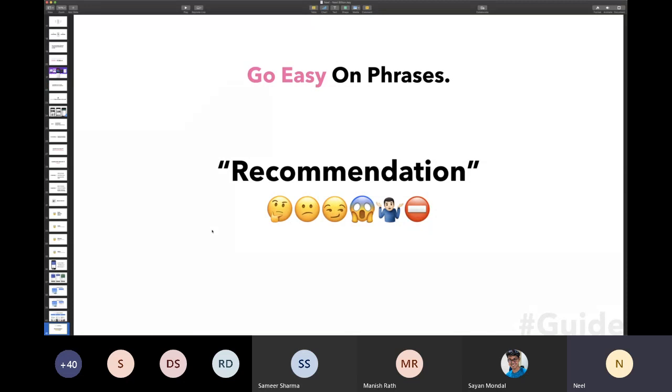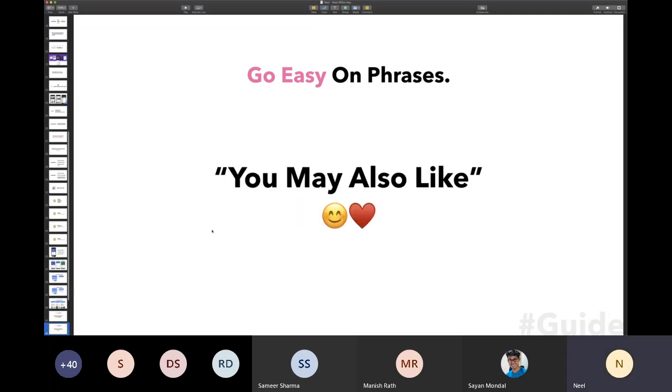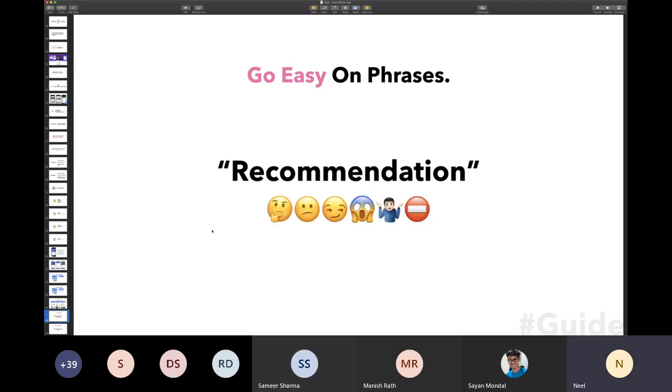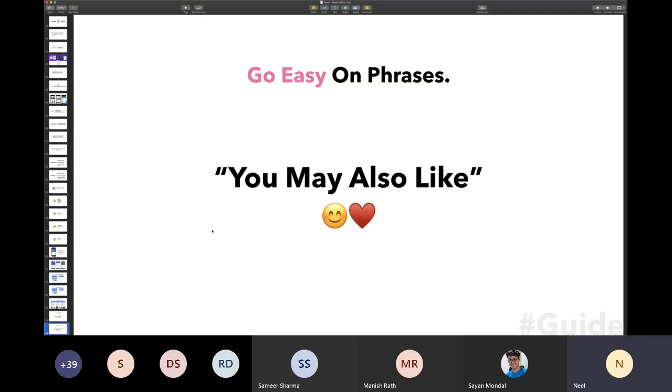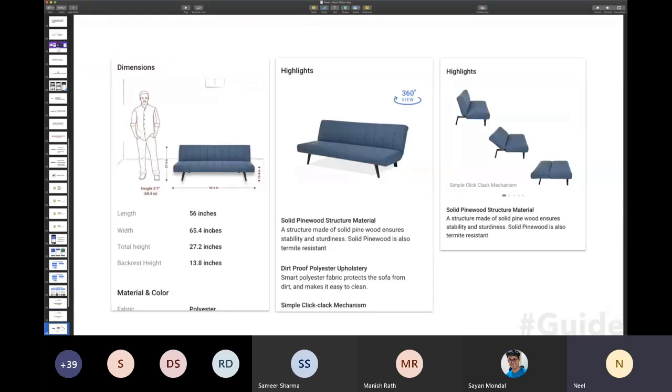Similarly, when it comes to using language, recommendation, for example, as a word, is something that not a lot of people might understand. But if you say "you may also like," which is a very simple representation of the word recommendation, a lot of people may understand. So instead of using recommendation, use simpler language such as "you may also like." It's on the communication bit where people could much more easily understand what you're showing them.